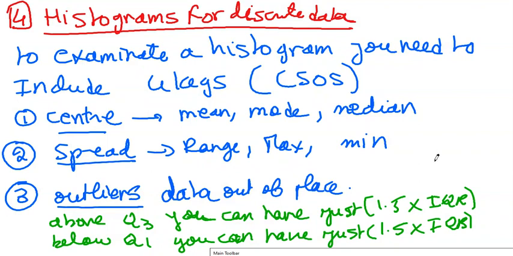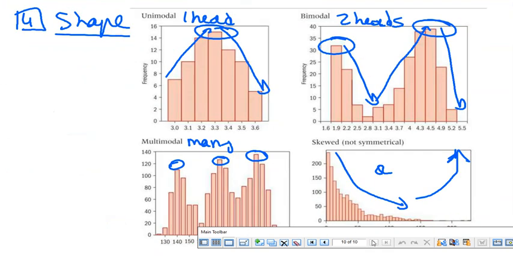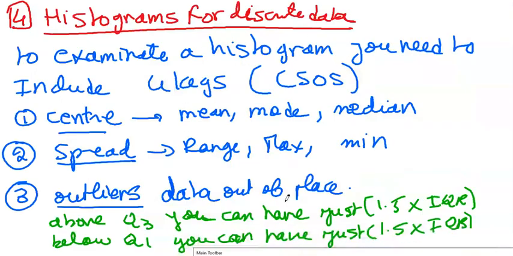Now I want to represent this data, so I will draw a histogram. To examine a histogram, you need to include four keys. We say SOCS: the shape, the center, the spread, the outliers. First, the center means you need to find the mean, mode, and median. You already know what these mean: the mean is the average, the mode is the value with the highest frequency, and the median is in the middle. For the spread, we need to find the range. It means maximum minus minimum.